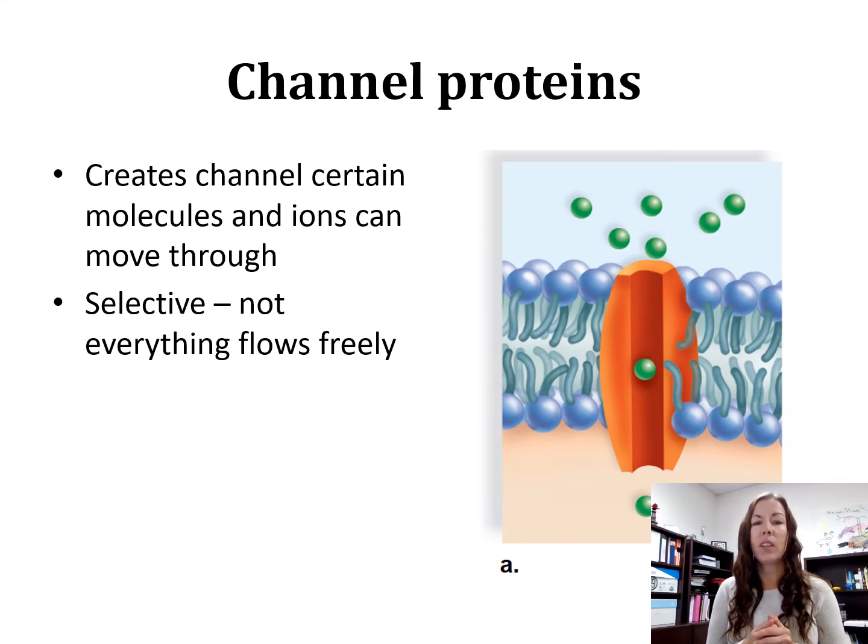With channel proteins, there's just a channel that works through the plasma membrane and allows things to pass through. And these things are generally larger, like polar things, or things that can't just freely pass through that phospholipid. And so it's kind of selective.